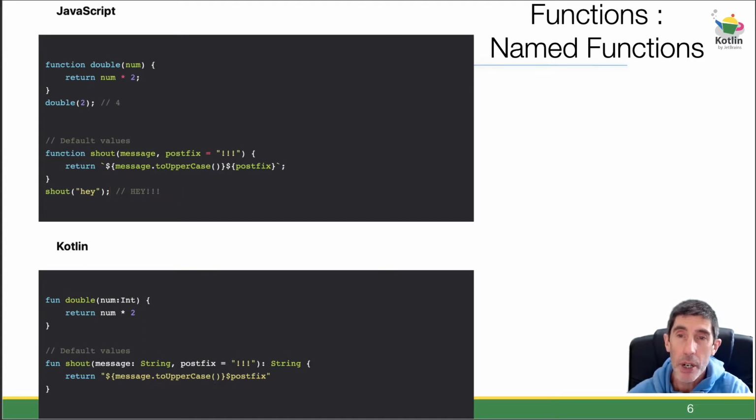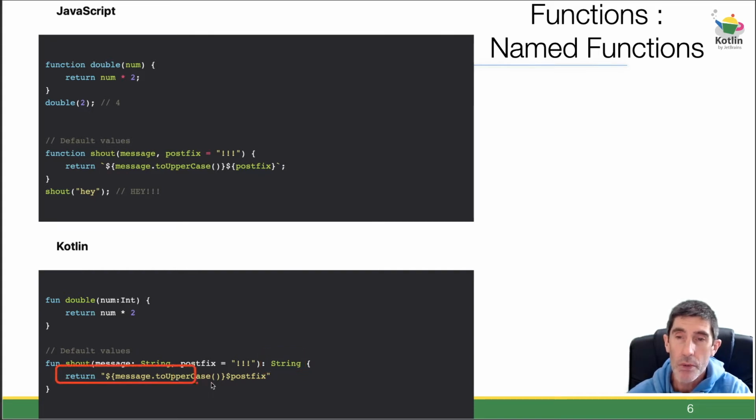To do the same, should I say, in Kotlin, something along these lines, very similar again, just making sure that we identify the type. So we're saying message of type String. Here's our postfix again with the value, default arguments, should I say, and then identifying a type. So again, that wouldn't be the case in JavaScript.